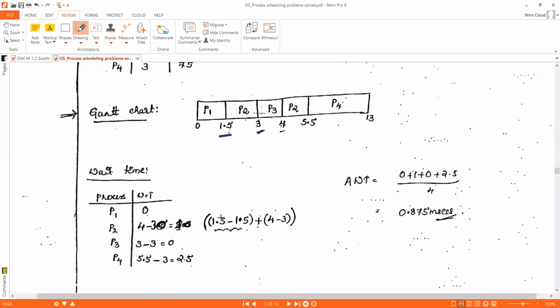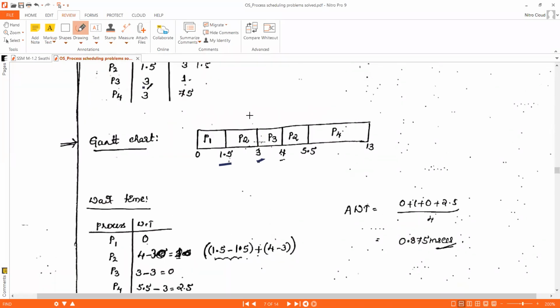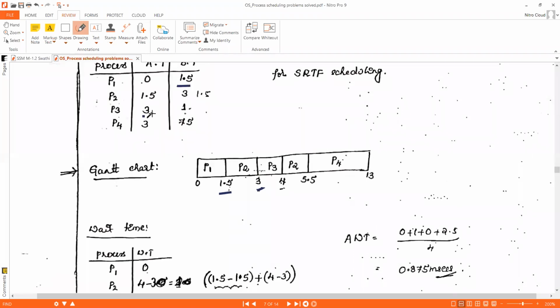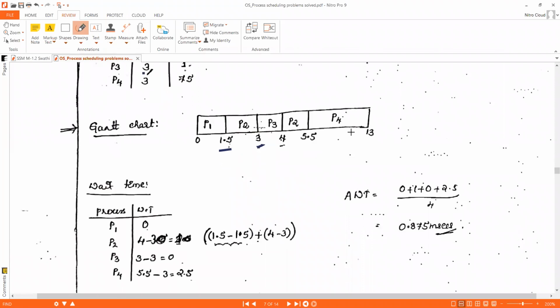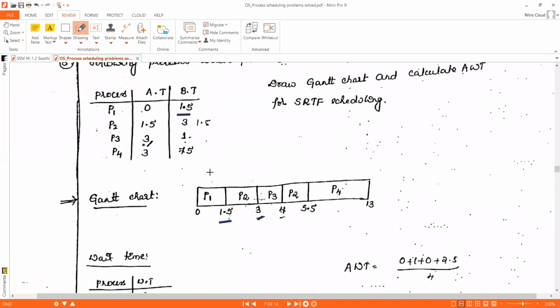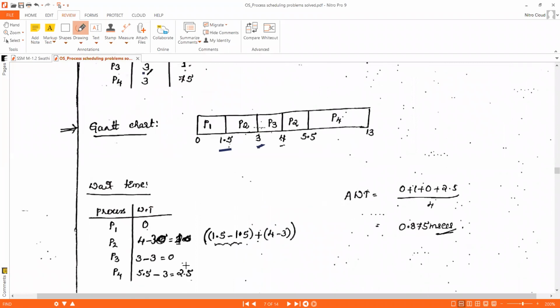Next, coming to process 3. Process 3's allotted time is 3 milliseconds and its arrival time is 3 milliseconds. 3 minus 3 is 0 milliseconds. Next, process 4. Process 4's allotted time is 5.5 milliseconds and its arrival time is 3 milliseconds. So 5.5 minus 3, which is 2.5 milliseconds, is the waiting time.